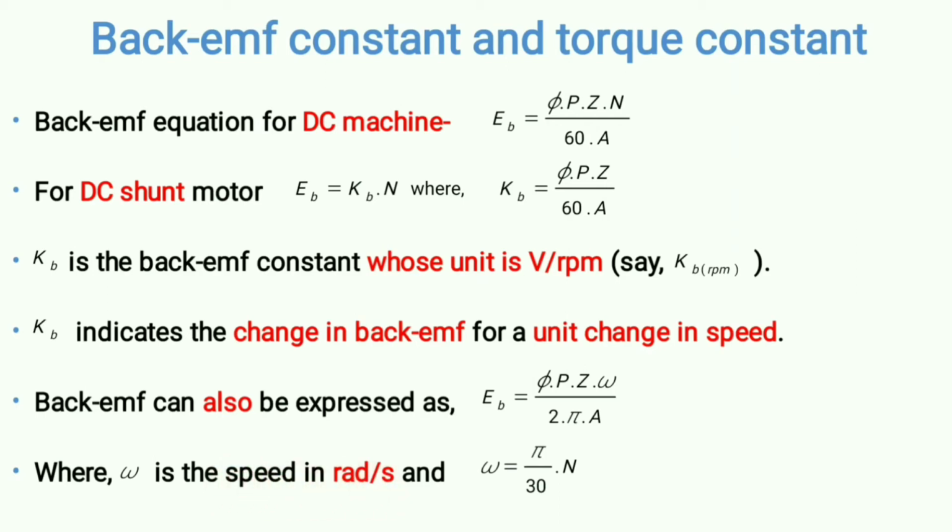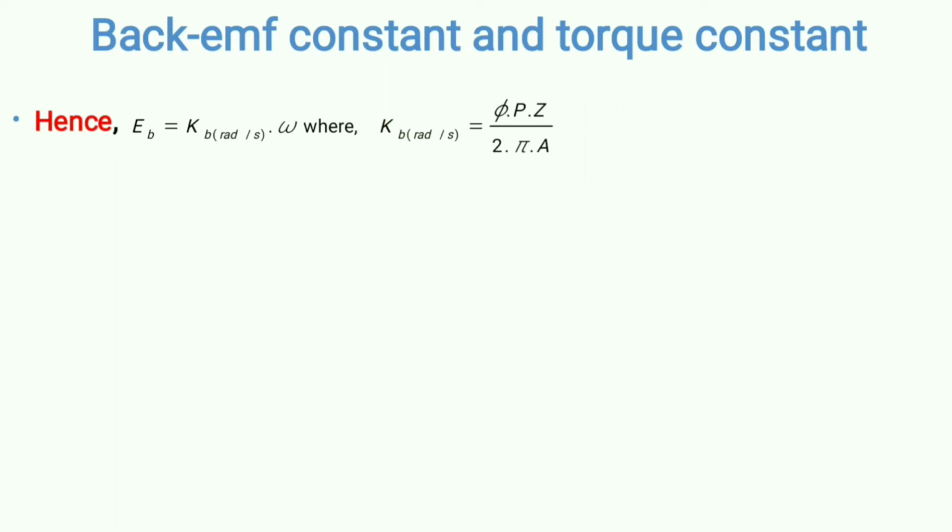Alright, so now you will get to know why I have given that nomenclature KB RPM, because here also you are getting one back EMF constant. Here also you can write EB in this fashion: KB radian per second into omega, because here speed is in radian per second, and here the back EMF constant is phi p Z by 2 pi A.